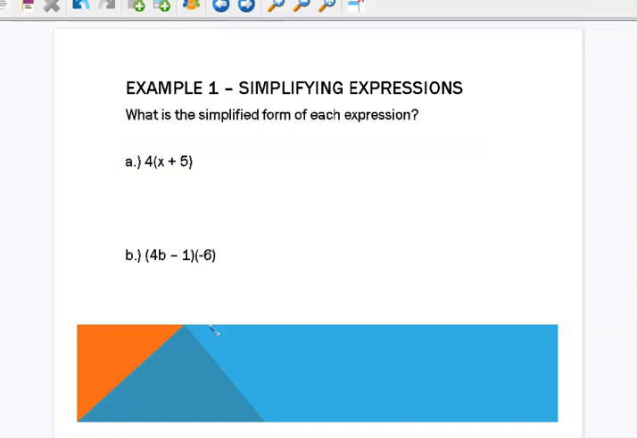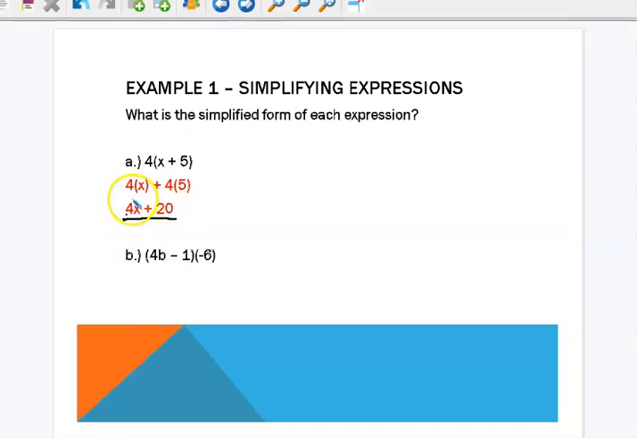So we want to know what's the simplified form of these. Again, take the number on the outside, multiply it times the number on the inside, the first one, and the second one. So if I rewrite it, it'll look like this: 4 times x and 4 times 5, and I'll bet you all know what 4 times 5 is. And so that's my simplified expression. I cannot do any more than that. These two will not go together.